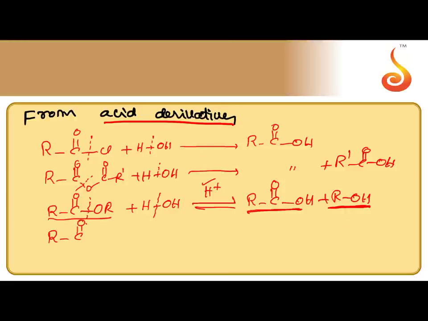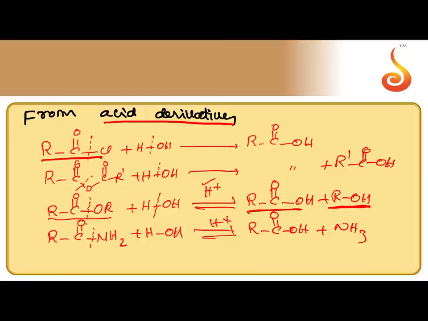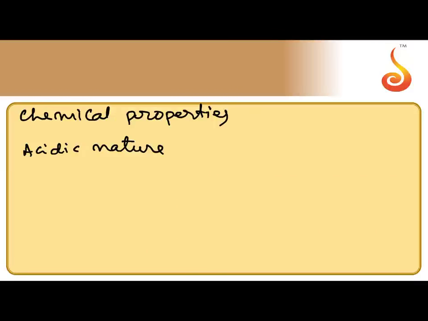Next, RCONH2 amide. Just now we discussed. Amide also undergoes hydrolysis in the presence of acid or base. It gives RCOOH and NH3. So one thing you have to remember, the reactivity gradually decreased. So towards this hydrolysis, acid halides are more reactive than anhydrides, then esters, and then amides.